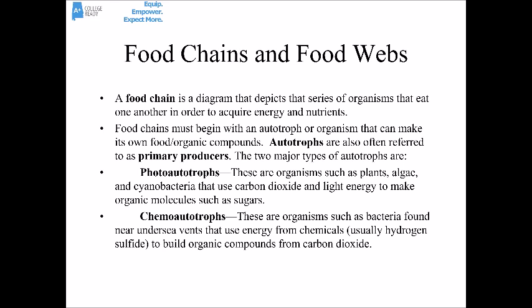The two major types of autotrophs are photoautotrophs, things like plants, algae, and cyanobacteria that use carbon dioxide and light energy to make their organic molecules like sugars. And then there are also chemoautotrophs. These are typically bacteria found near undersea volcanic vents that use the energy from certain chemicals, usually inorganic hydrogen sulfide, to build organic molecules from CO2.